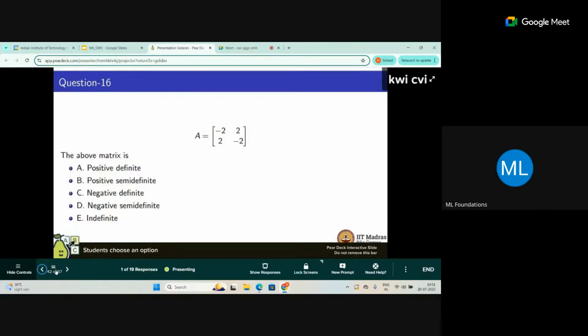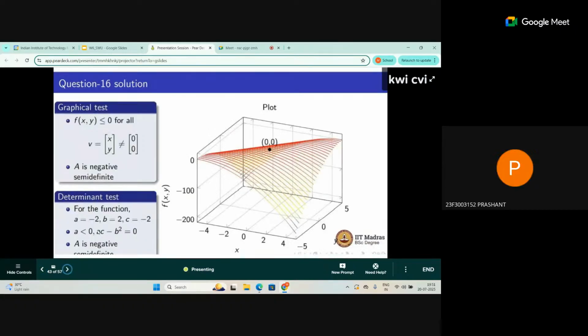So shouldn't it be indefinite because the determinant is coming out to be 0? No, no. Indefinite will be when the determinant is less than 0. In this case, the determinant is 0 and its first pivot A is less than 0. Hence, it is negative semi-definite. So this condition is there: A is less than 0 and AC minus B square is equal to 0, and hence it is negative semi-definite.